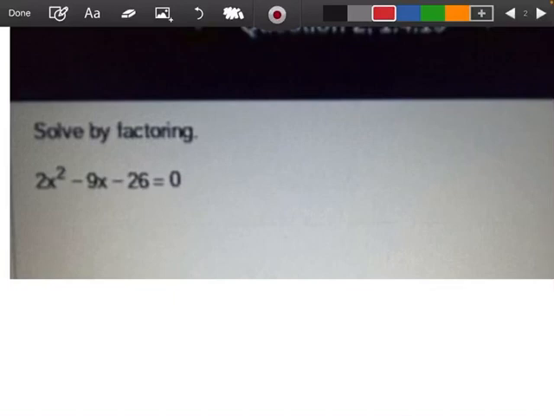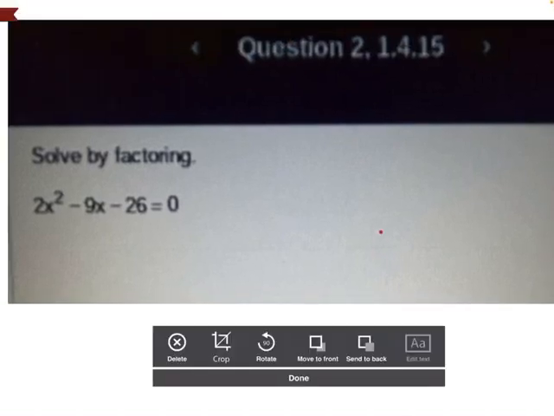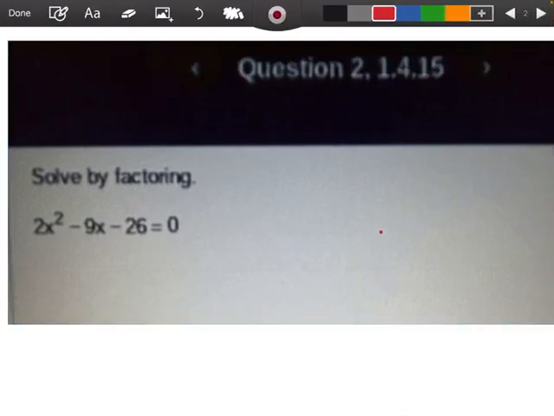All right, y'all. So this here, let me see if I can bring this down a little bit so you can see it. There we go. Y'all, this is question number 2 out of section 1.4. And the directions are telling us to solve by factoring.